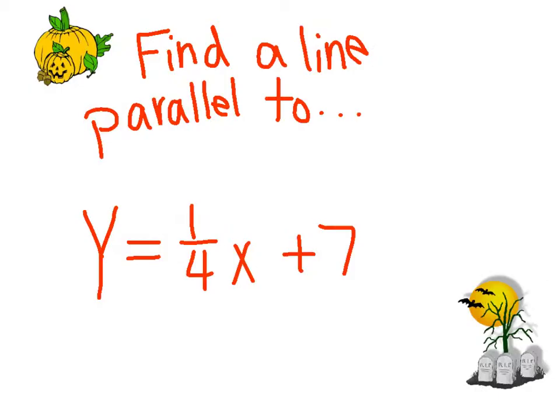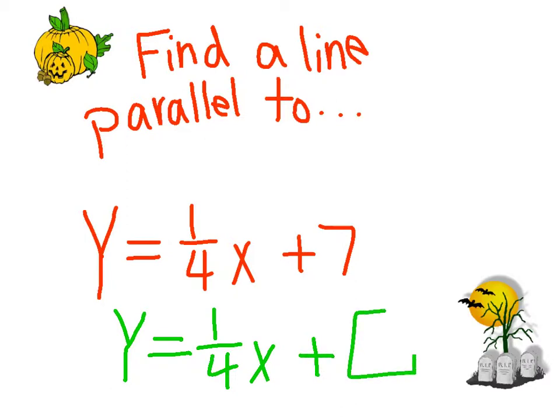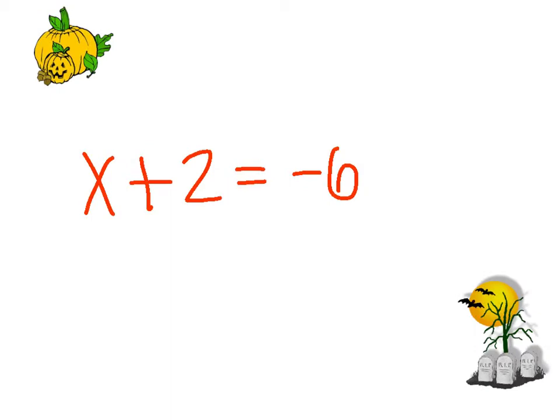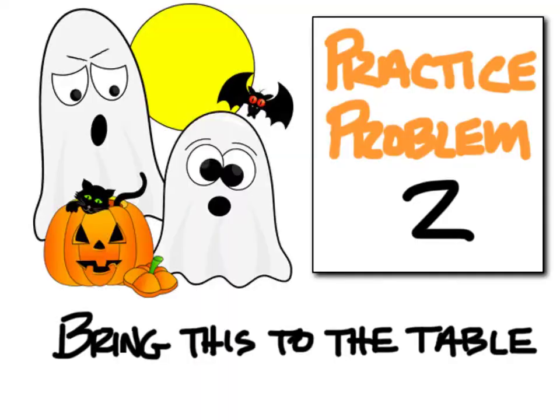Alright, practice problem number 1. Find a line parallel to y equals 1/4 x plus 7. Says find a line parallel to this equation. Parallel lines, their slopes are what? The same, right. So y equals 1/4 x plus 7. That means our parallel line will have the same slope, 1/4 x plus whatever number you wanted to put in here. Alright, answer for the bonus should be -8.